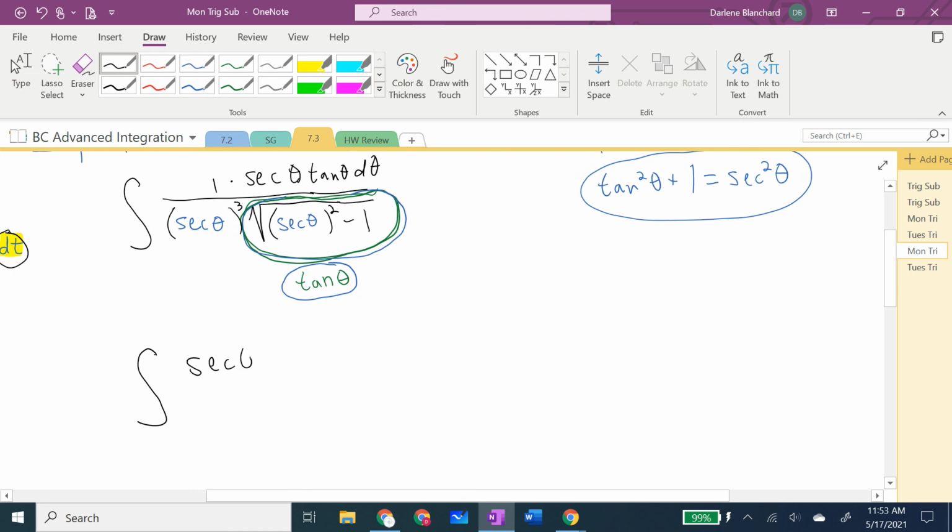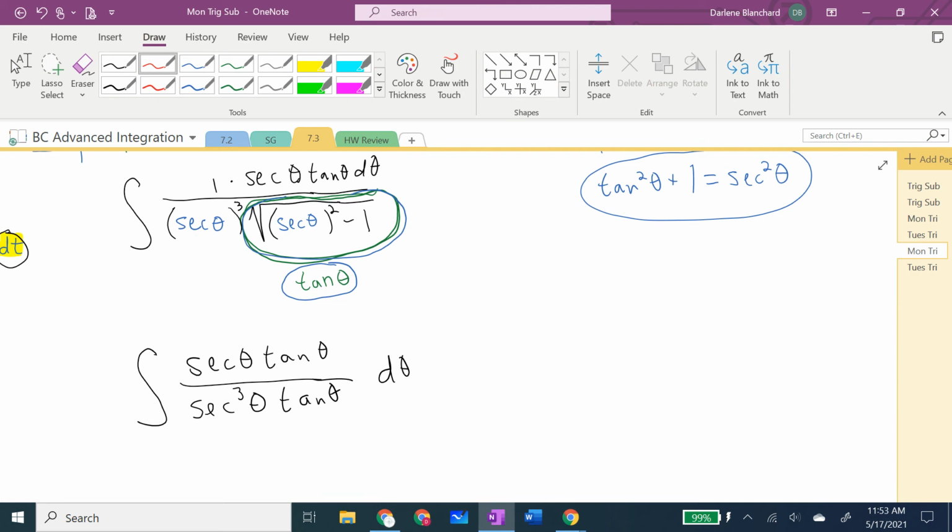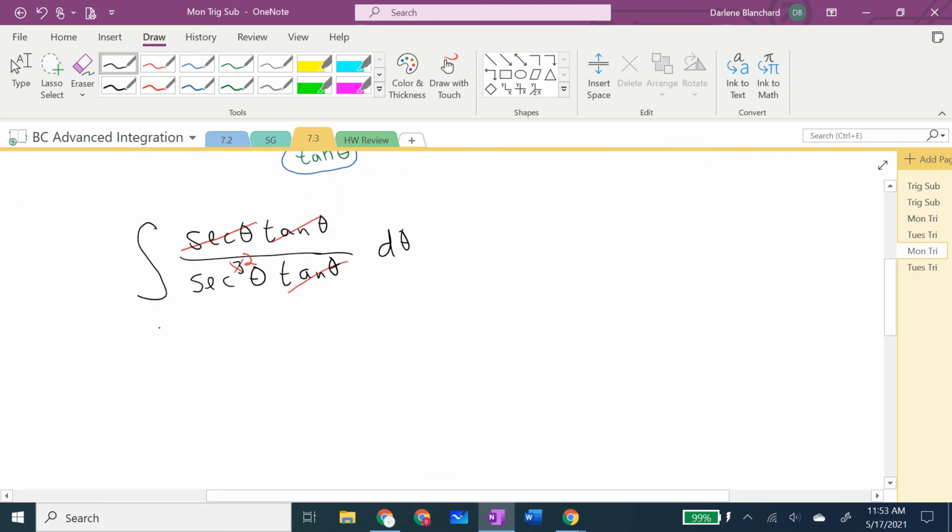And I'm going to first clean it up, right? Secant times tangent over secant cubed times tangent, and then a times d theta. Now, secant is squared, but it's in the denominator, and there isn't a pathway for it being in the denominator.